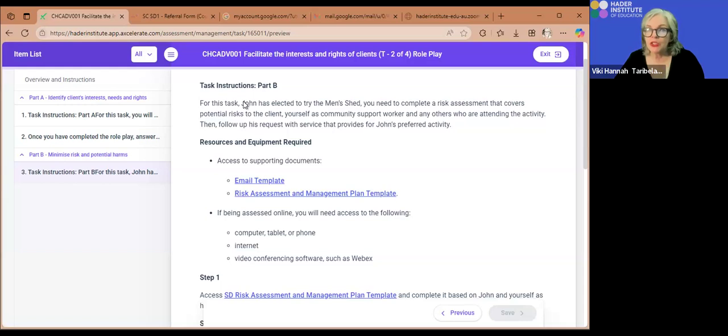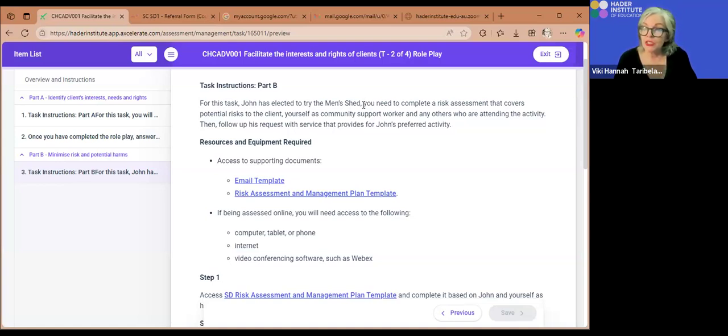For this one, it gives you, for the task, John was elected to try MenShed, which is a program for men to connect with each other, reduce isolation, but do some work with tools and things. A lot of people like that, and they find that there's a lot of connection with community, doing crafts and activities. They may no longer have all the tools that they used to have, and they can go to the men's shed and be able to access all of those.